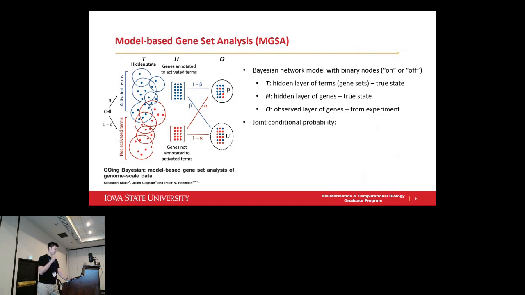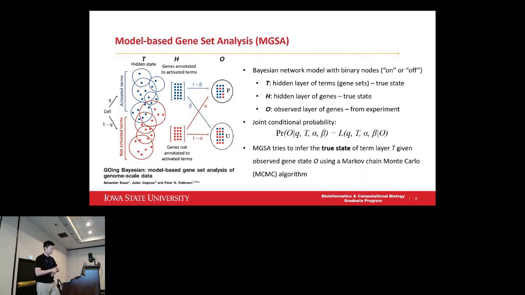Here with other parameters like Q, alpha, and beta, Q, on the very left, is basically the probability of the term being activated, and alpha and beta are the false positive and false negative rates, connecting the hidden layer and the observed layer. And with all that information and the structure of the network like this, we have the joint conditional probability like this. And MGSA will try to maximize its probability to infer the true state of the hidden layer of the terms, given the information we have in the observed layer, using a Markov chain Monte Carlo algorithm.